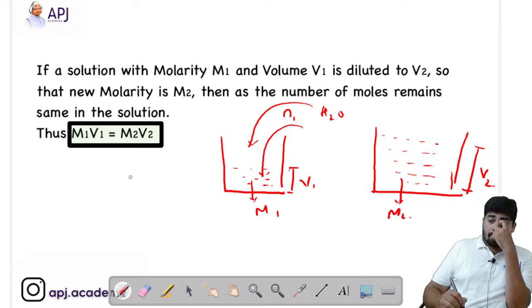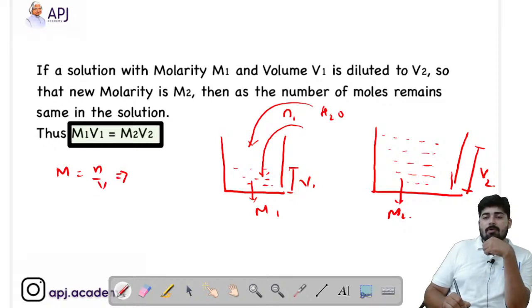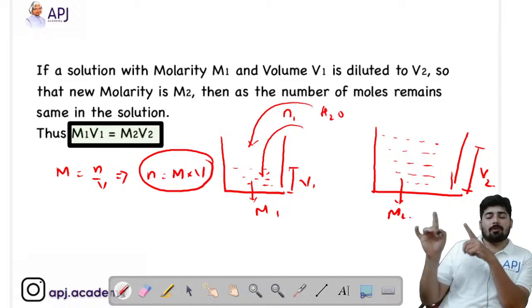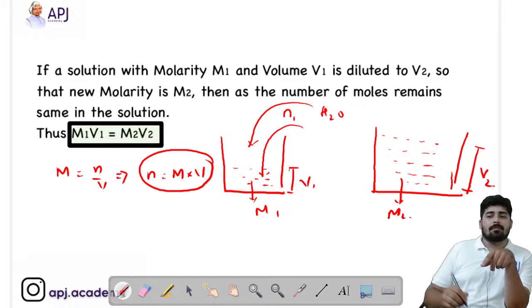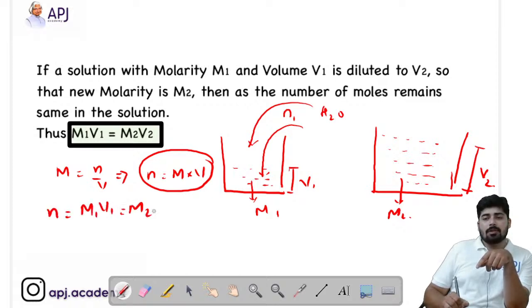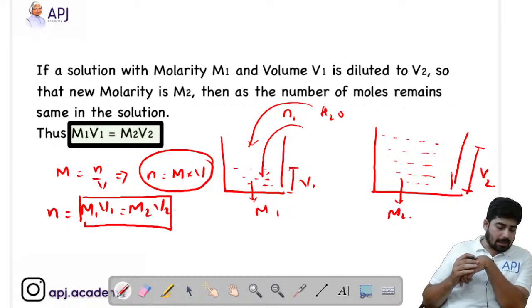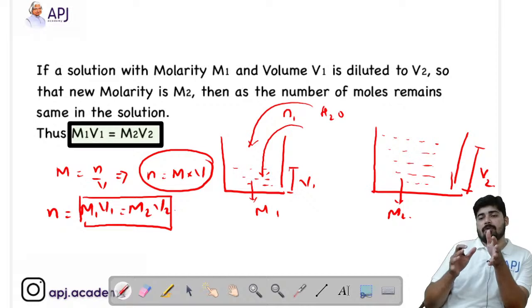We know that molarity means number of moles by volume, right? So the number of moles will be equal to molarity into volume. This is a very interesting equation. For the first solution and for the second solution, the number of moles will be the same. So the number of moles is equal to M1V1 and that is equal to M2V2. So from this relation, M1V1 is equal to M2V2. It is another important relation regarding molarity and volume. How did we get M1V1 equal to M2V2? It is from this solution.